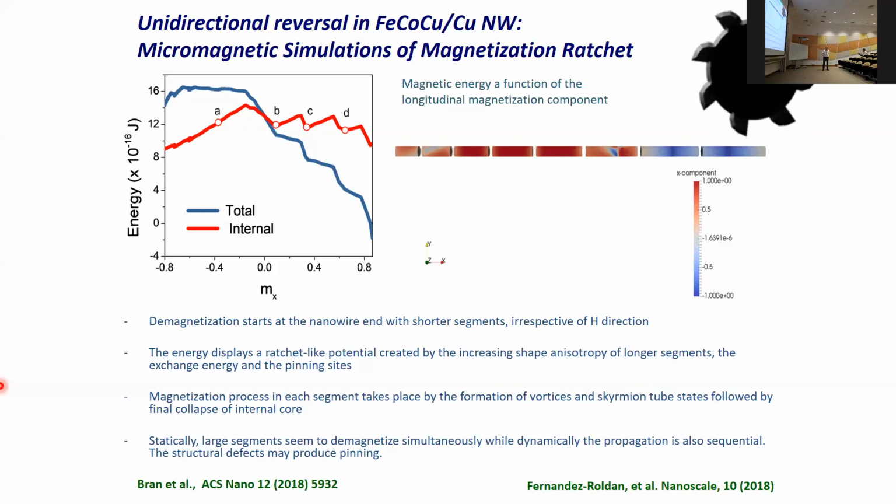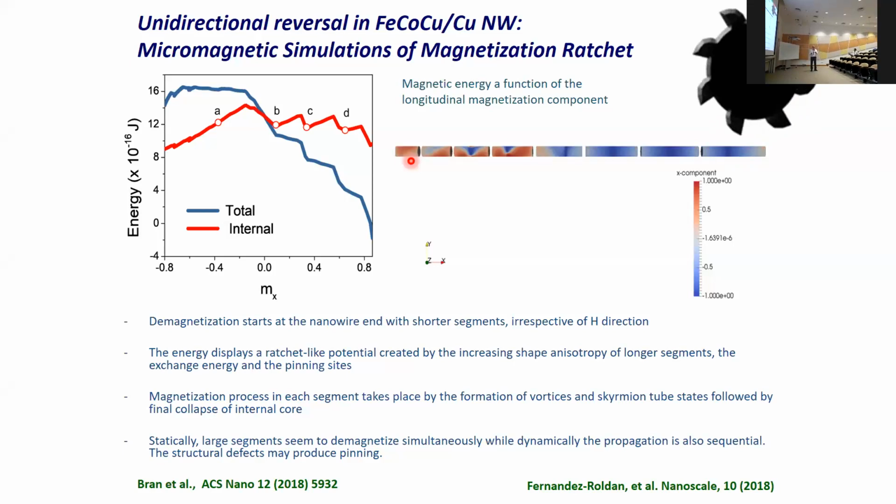So you see, this is a small video with the reversal of magnetization according to the micromagnetic simulations. So it starts at this end with shorter segments and propagates to the right, irrespective of the direction of the applied field. So the origin, to simplify, of this magnetization ratchet is related to the magnetostatic energy. First, if you see at one end, where we have shorter segments, the demagnetizing field is larger. So it is reasonable to think that in these smaller segments, where the demagnetizing field is larger, we need a smaller field to remagnetize in the opposite direction.